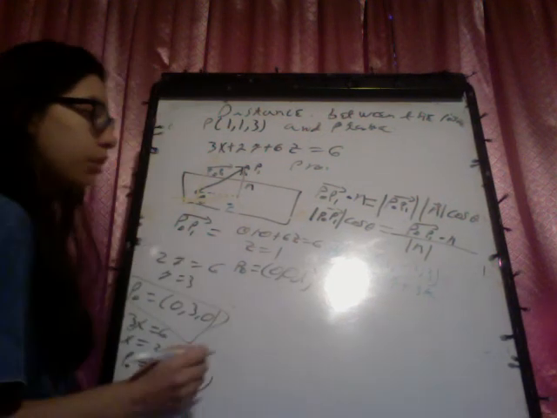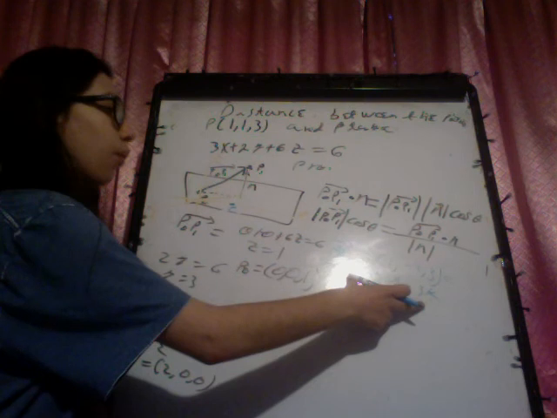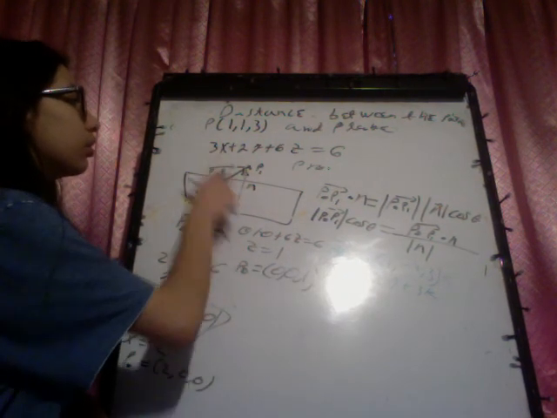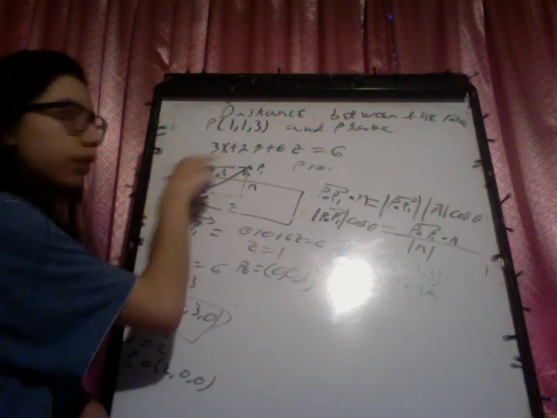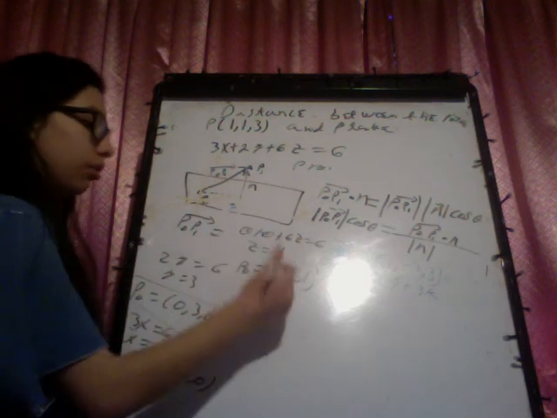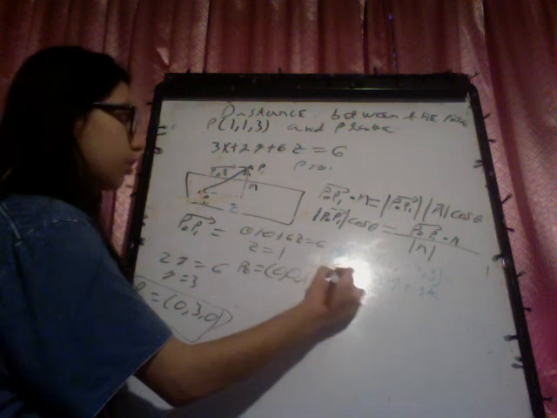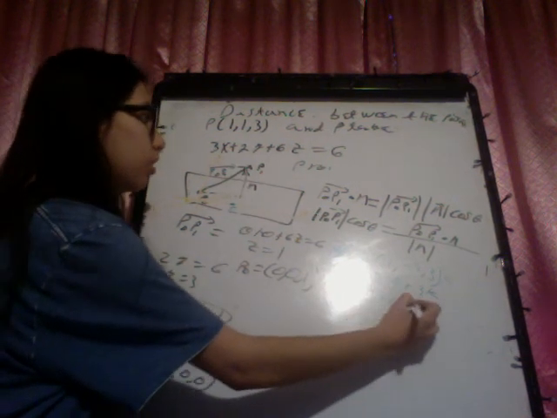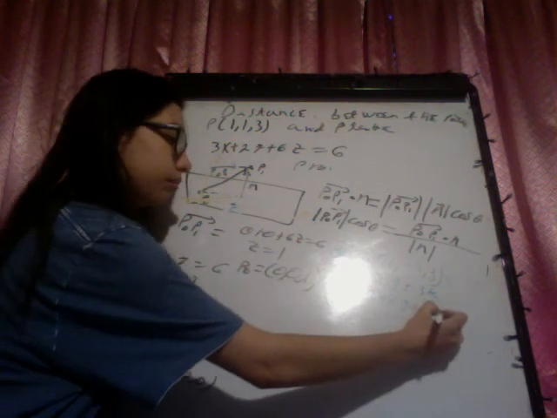So it is i minus 2j plus 3k. This is our vector. We want to dot this vector with the normal vector. The normal vector, as you already know how to find it from the equation of the plane, is equal to 3i plus 2j plus 6k.